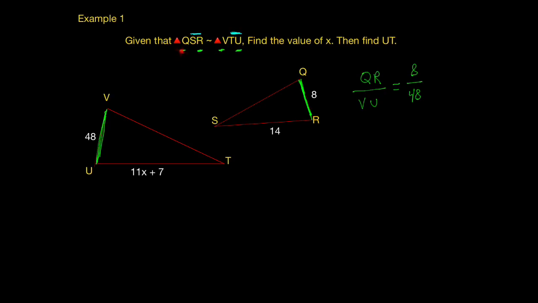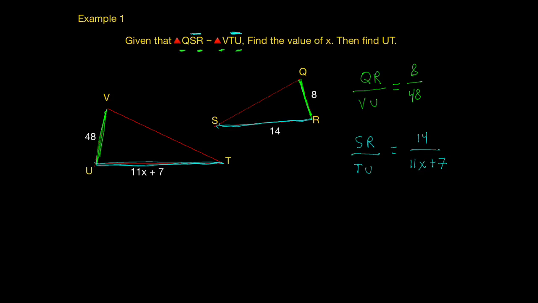Now you can see why the way you order these matters a lot. So here SR corresponds to TU. So TU is right here. So let me go ahead and highlight this in turquoise. So we have that SR corresponds to TU. SR has a length of 14, and here let me go ahead and outline this in turquoise as well. So I have 14 all over 11x plus 7.